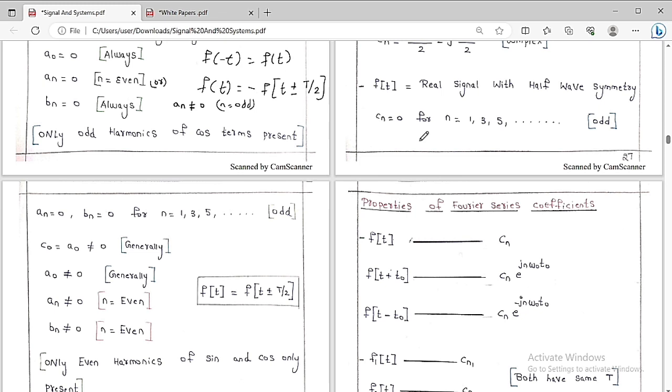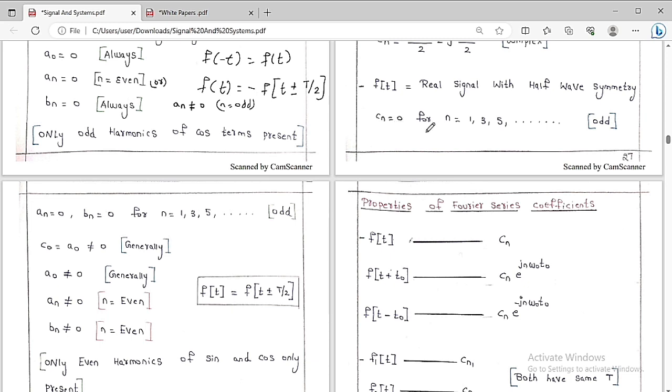And this is also half-wave symmetry, but here there is no negative: f of t is equal to plus f of t plus or minus t by 2. Then in that case, what is going to happen? These properties will be quite opposite to the half-wave symmetry that we have studied. There Cn is equal to 0 for all the even values of n, but here Cn is equal to 0 for all odd values of n, which is n is equal to 1, 3, 5, and so on. So Cn, an by 2 minus j bn by 2, is equal to 0 for all odd values of n.